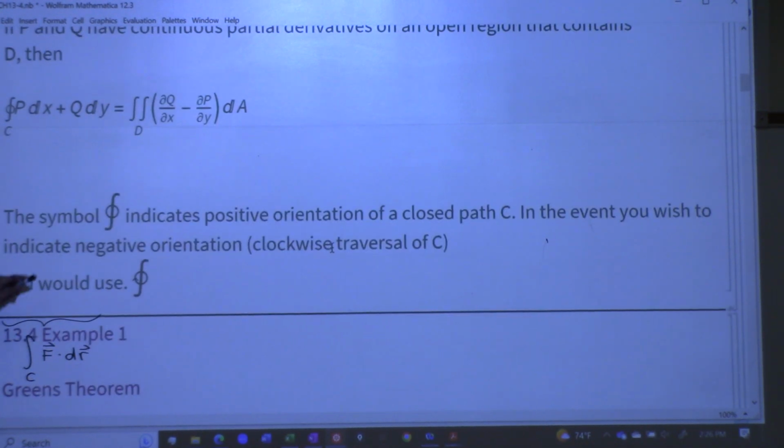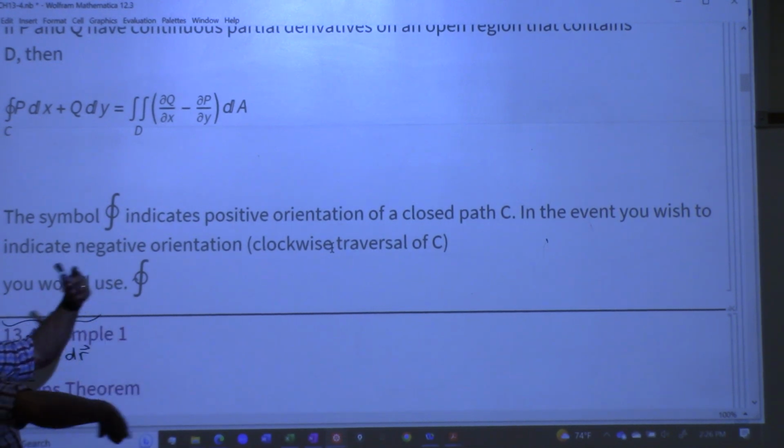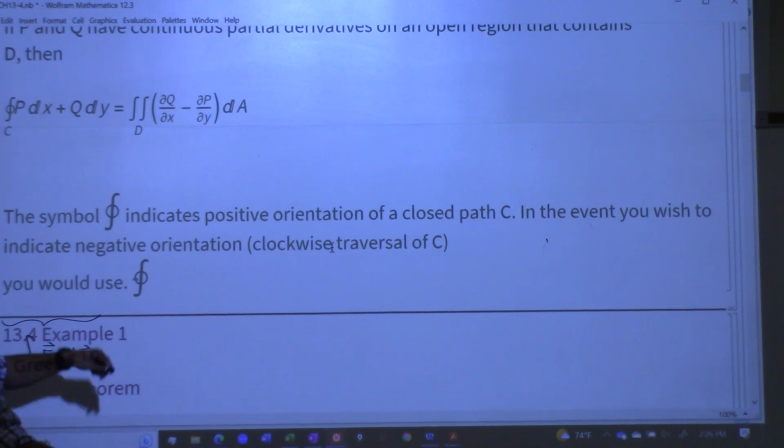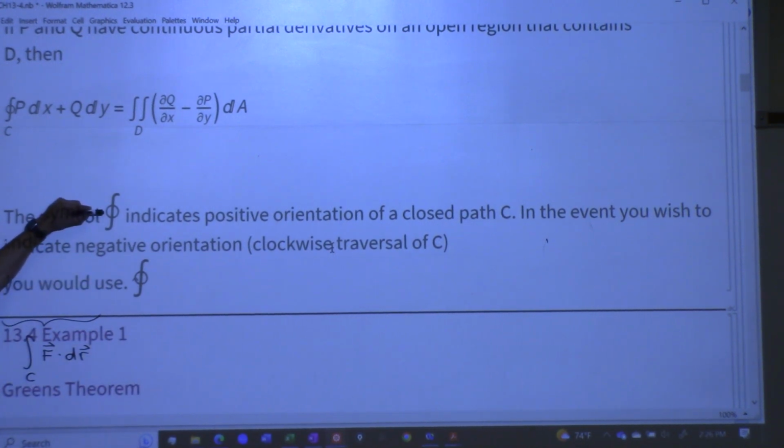This symbol here with the circle around it, it's the first time we've ever seen this, tells you that the curve C that we're integrating over is closed. It also implies that it's positive orientation. If you want it to be negative orientation, you have to draw it with an arrow on it where it goes clockwise. So positive orientation is counterclockwise, and negative orientation is clockwise. No arrow means positive orientation, counterclockwise. You have to put the arrow if you want to change the direction.